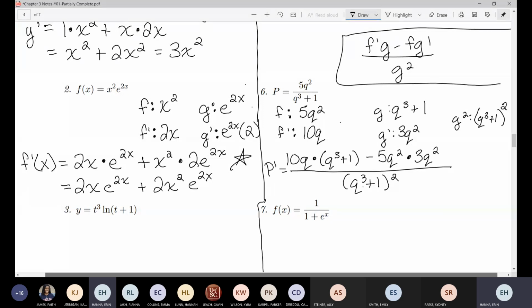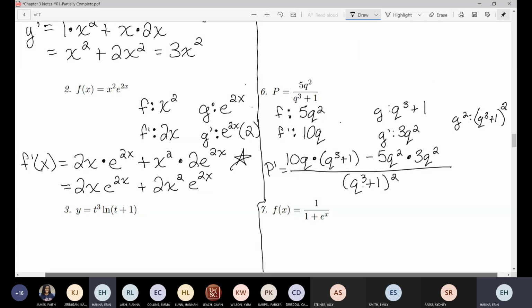I've known a couple people who refuse to use quotient rule. My fiance is one of them. I don't get it. Just use quotient rule. It's easier. I don't understand it, but whatever floats your boat. So I'll show you guys that on Tuesday. Questions, concerns on that setup for that quotient rule?